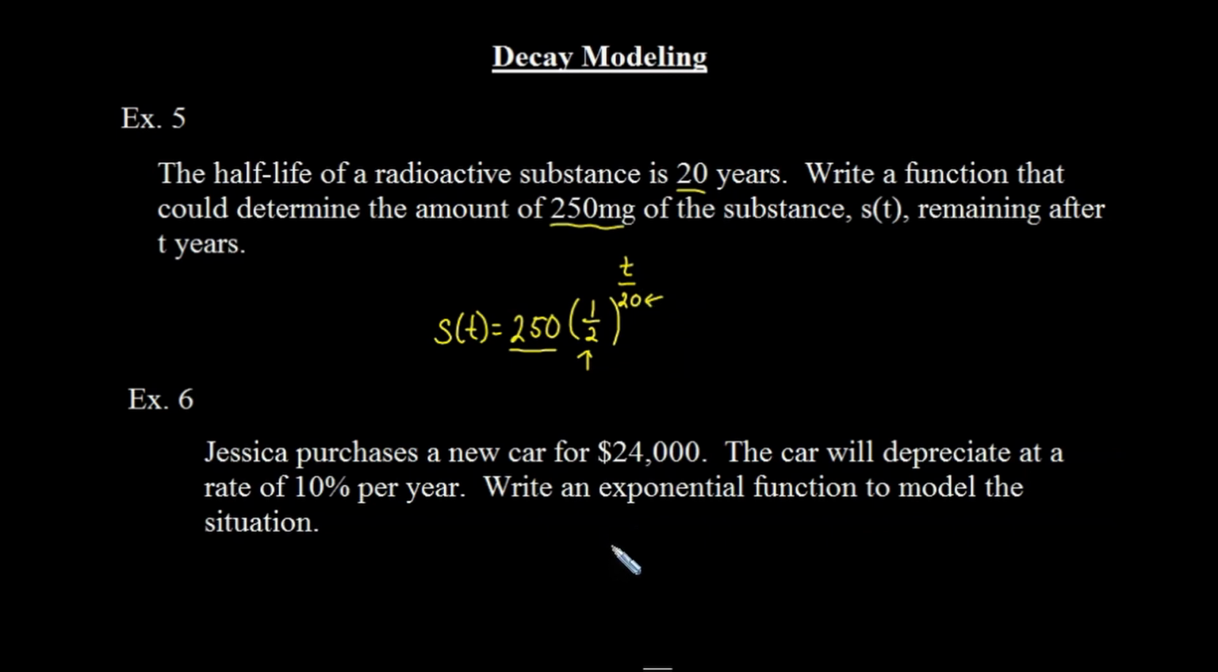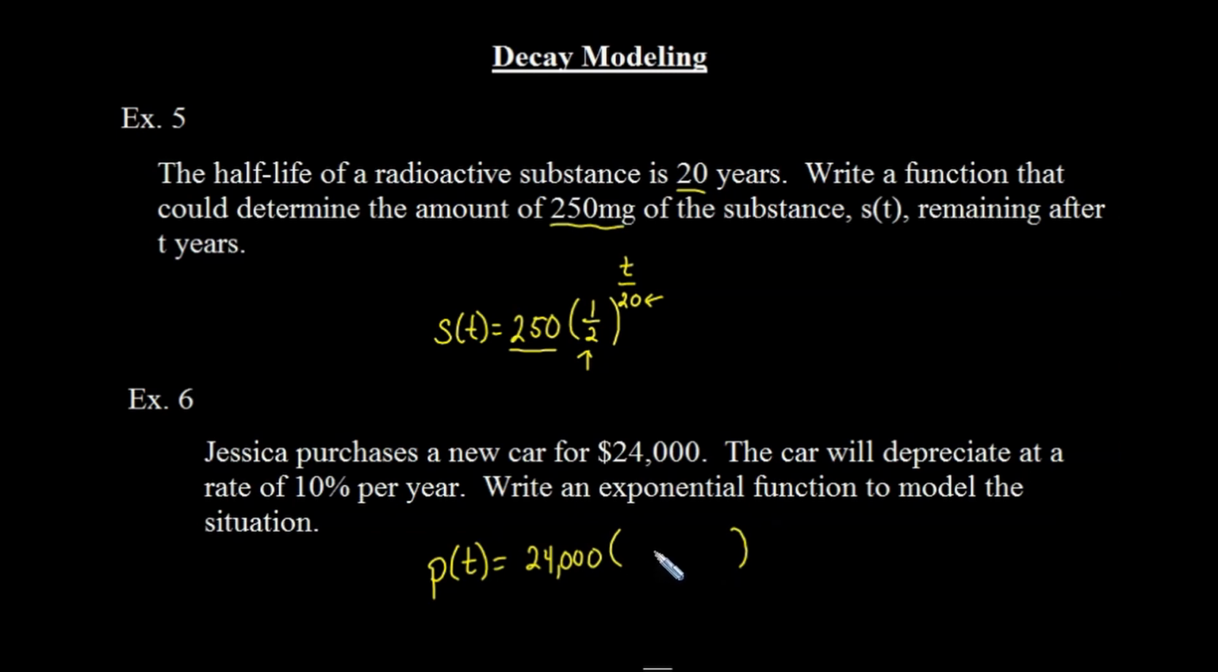All right, so in example 6, Jessica purchases a new car for $24,000. The car will depreciate at a rate of 10% per year. Write an exponential function to model the situation. So the current value of the car, the current price of the car after t years. So we're going to take the initial value of the car, and then we're going to put our decay rate here.